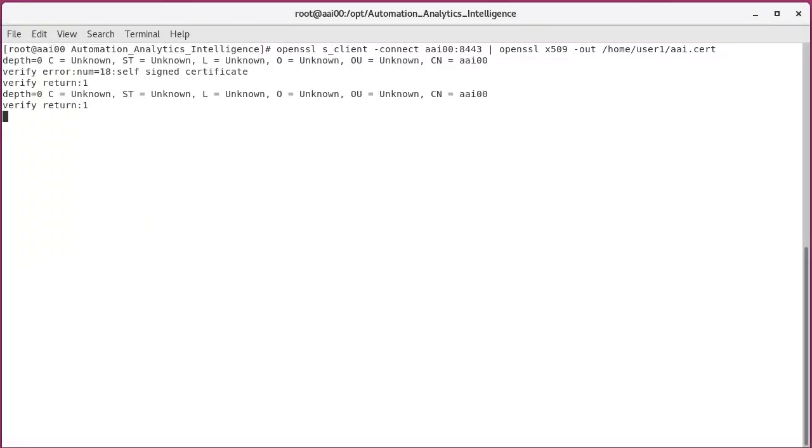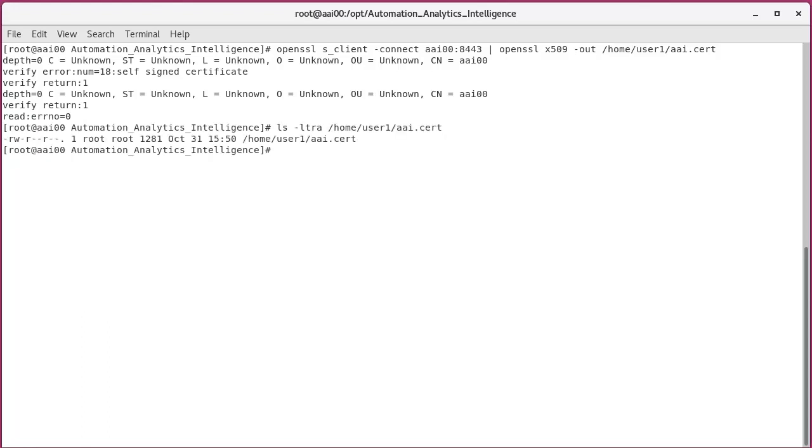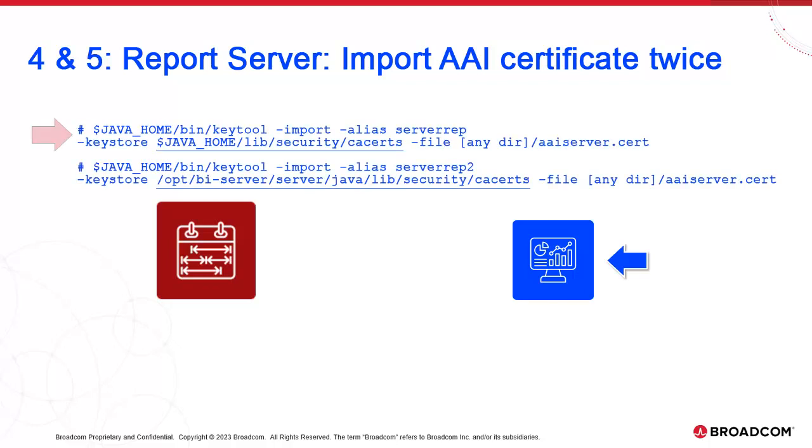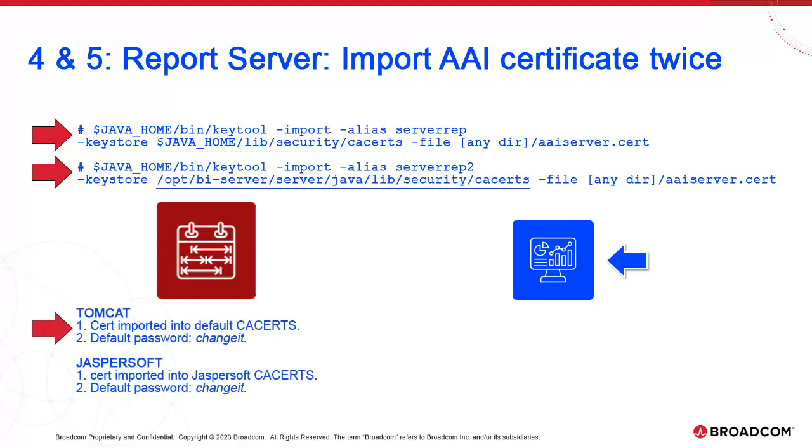We give it a few seconds and ignore the messages. We've brought the certificate onto the report server host. Now we import it twice, once for the Tomcat web server and once for the Jaspersoft reporting solution. Tomcat uses the CA certs key store of the default Java instance, which is identified by Java Home, while Jaspersoft uses a different one found in the Java instance dedicated to Jasper. This is in the report server's directory. Use different aliases for clarity.